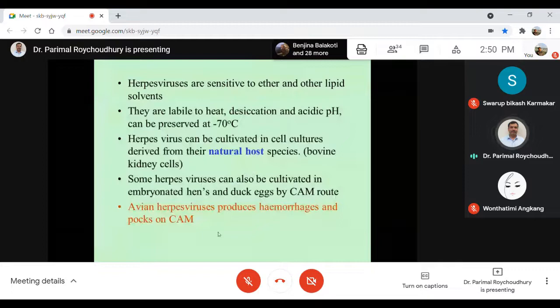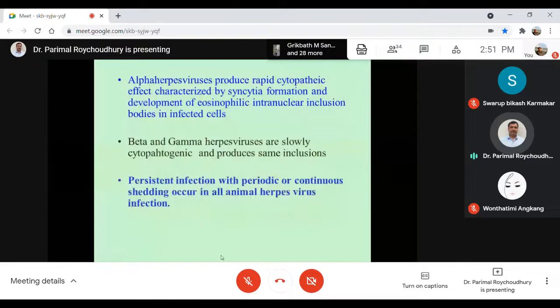Not only avian, even certain mammalian herpes viruses can also be grown in the chicken embryo, in the chicken egg. Okay, so we'll come to these different groups, alpha, beta, and gamma, the important herpes viruses that we're going to discuss along these three groups.